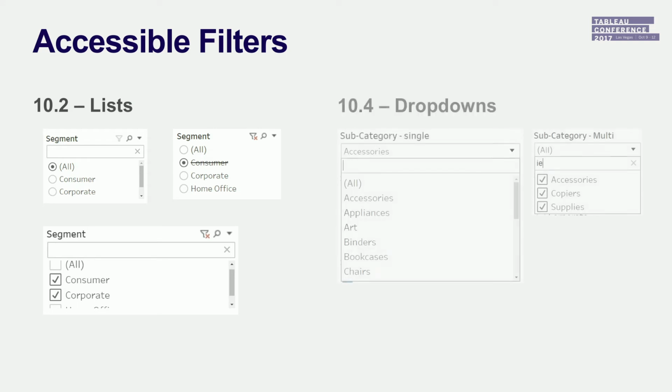And then with 10.4, we also got to drop downs. So again, include, exclude, all of the search capability, all of that is all accessible. So if you add a list or a drop down filter, you should be good to go.